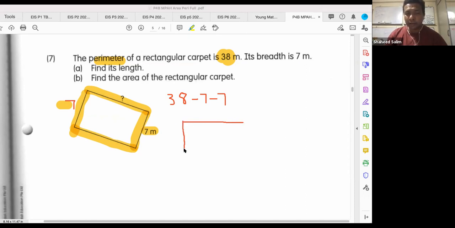Watch. So imagine now this side down here. And you see, this one is 7. This one is 7. So when you take 38 minus 7 minus 7, what do you have? You minus this one and this one, Aris. Oh, aduh, sorry. You minus this one.